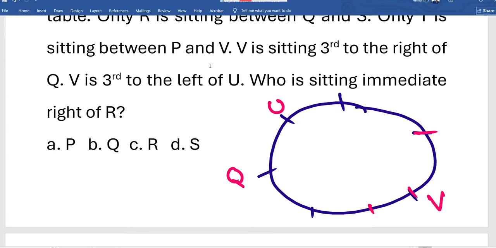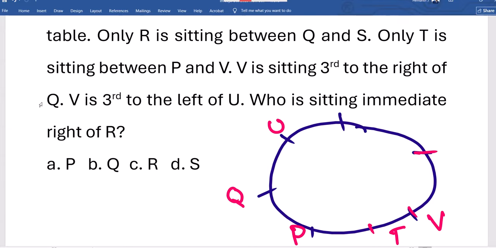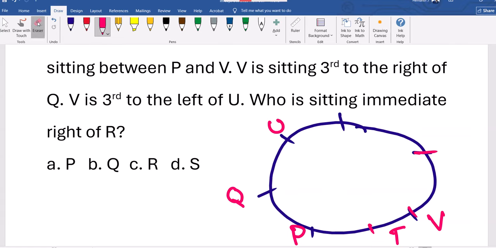Then they said only T is between P and V. So T will be here. T, P, V. Fine. Then what else is pending? The question is regarding the immediate neighbors of R. Who is sitting immediate right of R? And one more, only R is sitting between Q and S. Wait. Have I taken 7 slots? Yes, 7 slots taken.